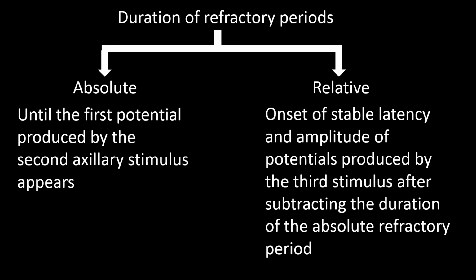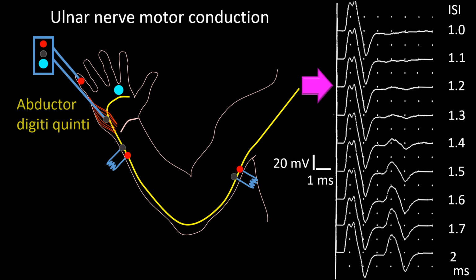This frame shows the criteria used to define the duration of the absolute and relative refractory periods. The duration of the absolute refractory period consists of the time from the first axillary stimulus, in this example given, until the first of the second stimulus produces the second M wave. In our example, this corresponded to 1.2 milliseconds, since it is the first time the stimulus of the second axillary stimulation gets through.